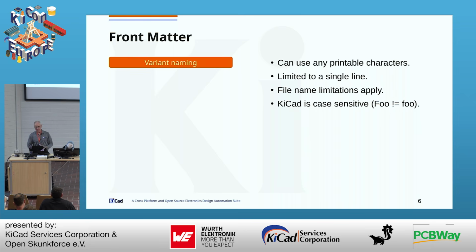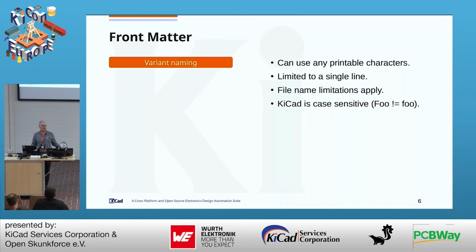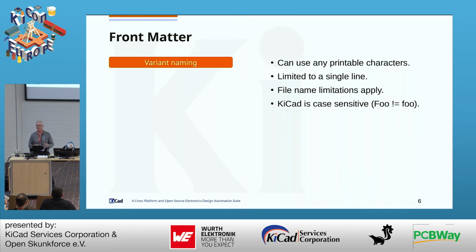So, variant naming. In KiCad, we pretty much use strings. The variant name will be anything you want, any printable character, with the exception of line feeds, because a name is going to be limited to one line. You can't use a paragraph as your name for a variant, and you wouldn't want to for a lot of reasons you'll see later. File name limitations apply.